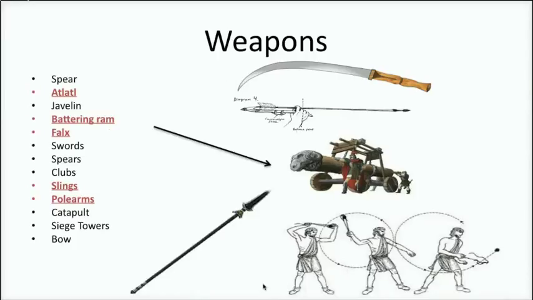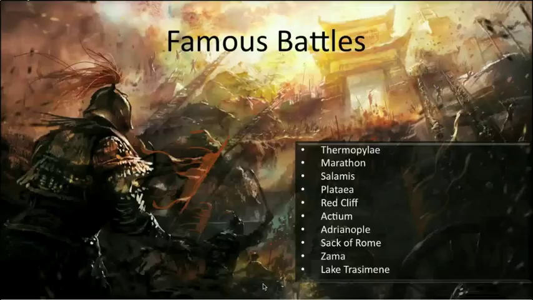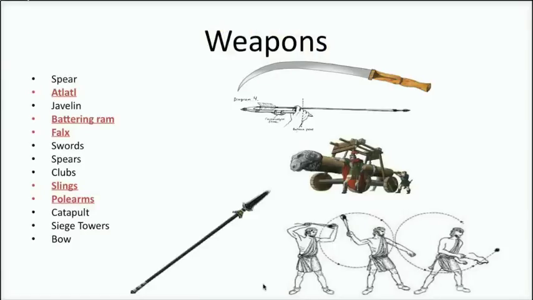You have the battering ram here, the falx. My arrows are not going in order here. Sorry about that. Let me go back. The falx is sort of like a curved spear, which certainly helped you with the aerodynamics of it. Basically just made it a tougher sword. Of course, you would use swords, spears, clubs, slings like you see down here.